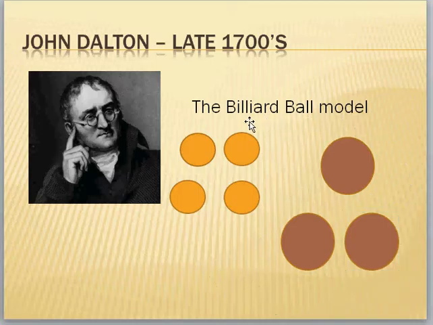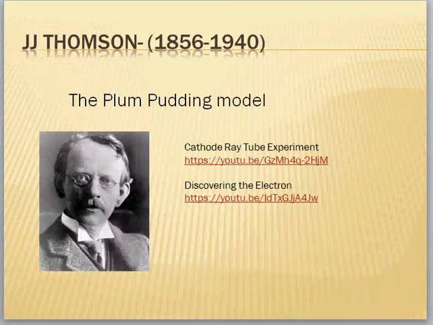John Dalton's model is the billiard ball model. With the billiard ball model, basically, he's looking at a round sphere, and that sphere is solid, okay? A little bit later on, you have J.J. Thomson, who discovered that it actually was not one solid sphere, that there was something called an electron.